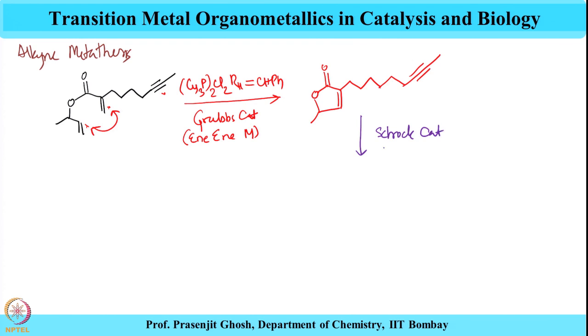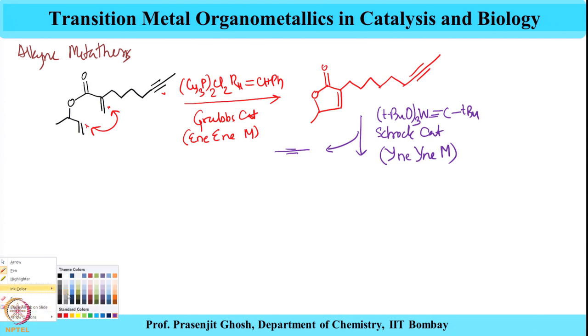And this catalyst carries out Yne metathesis. And the catalyst is... and in this case, when this metathesis occurs between two of these substrates, the open alkyne which is liberated is dimethyl acetylene. Similarly, in the previous case the open alkyne liberated would have been ethylene.